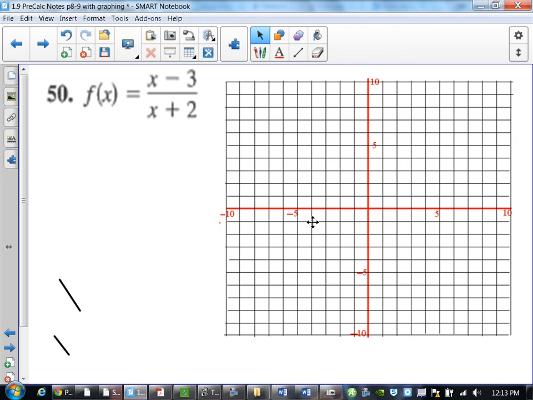When I graph this first one, I know that I have x-intercepts at the 0 of the numerator, correct? That was the first part. So the 0 of the numerator here is 3. So I have an x-intercept at 3. The second step: a vertical asymptote is going to occur at the 0 of the denominator. The 0 of the denominator is -2.